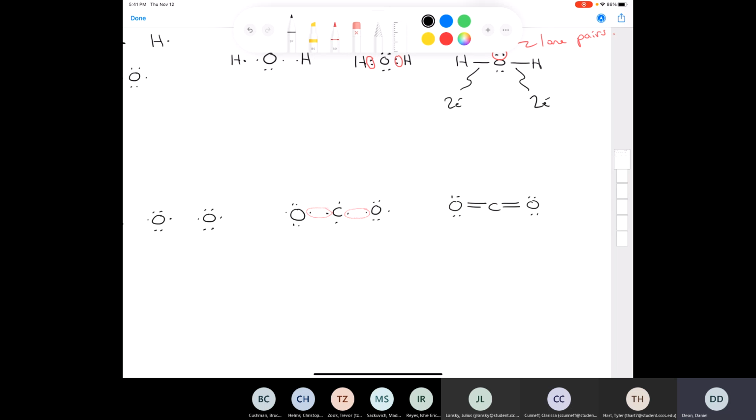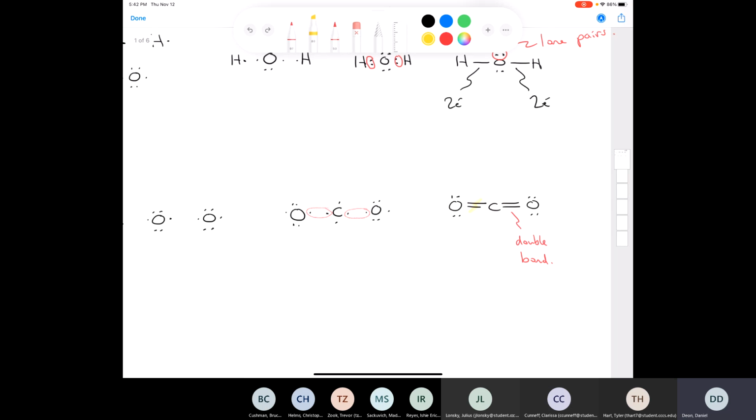Now you see that we have 2 double bonds. Are all 4 elements in here isoelectronic with a noble gas? You bet your bobby socks they are. Look at the oxygens. 1, 2, 3, 4. Every bond has 2 electrons. 5, 6, 7, 8. Look at the carbon. It's surrounded by 4 bonds. There's 2 electrons in each bond. 1, 2, 3, 4, 5, 6, 7, 8.